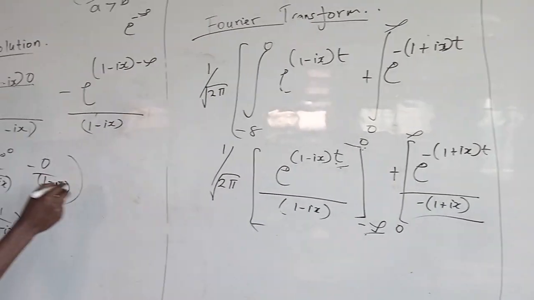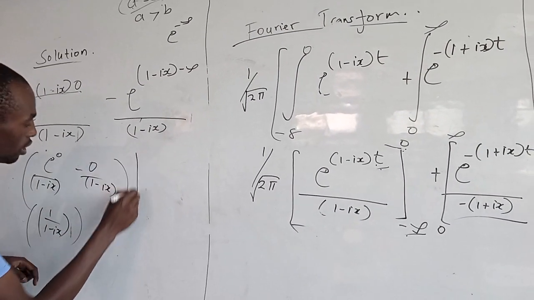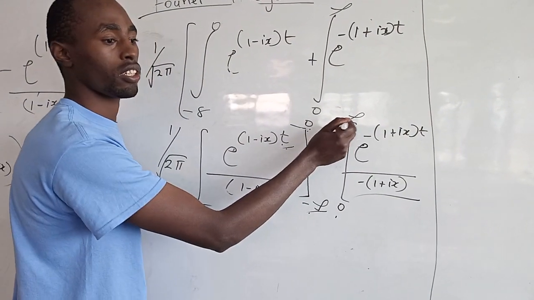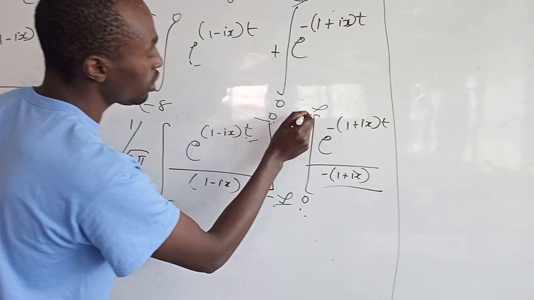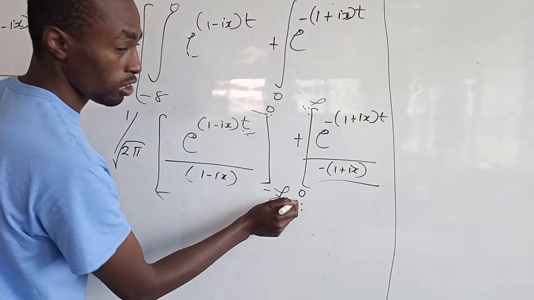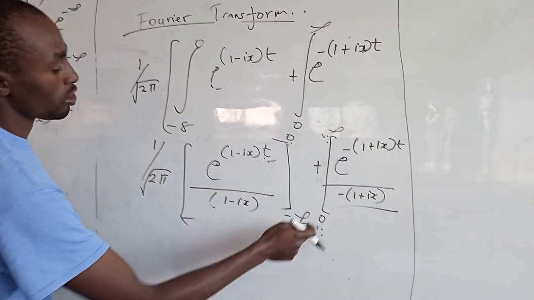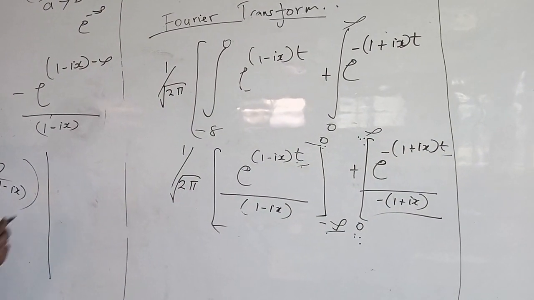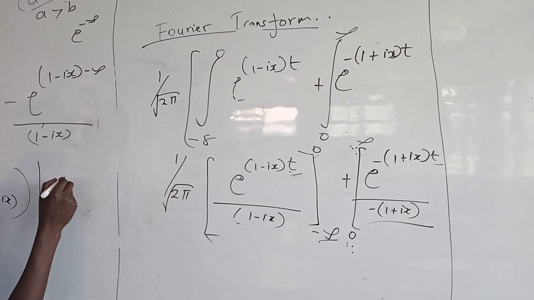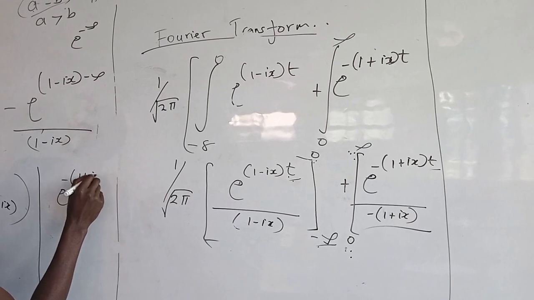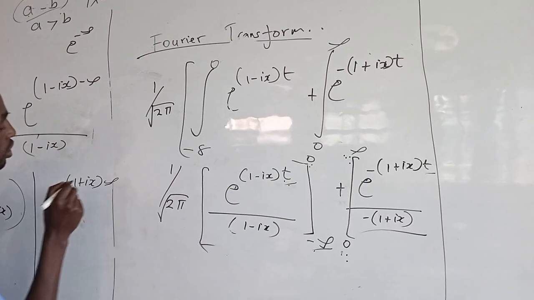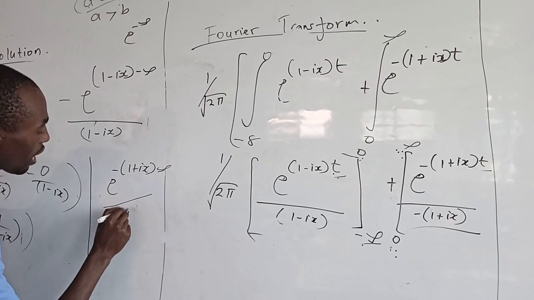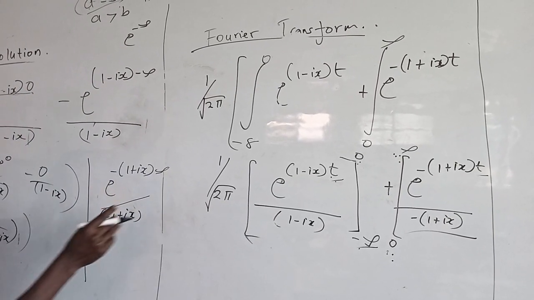So you're going to replace. The range is between 0 and infinity, and infinity is bigger than 0. So where there is t, we put infinity. So this one is in this form: e to the negative 1 plus ix, with t being infinity, all over negative 1 plus ix. Now that is the first part.